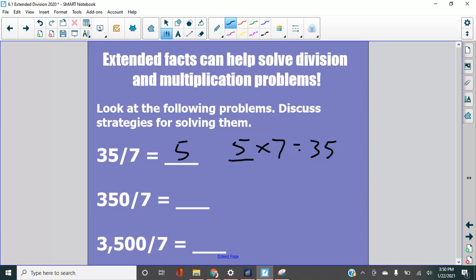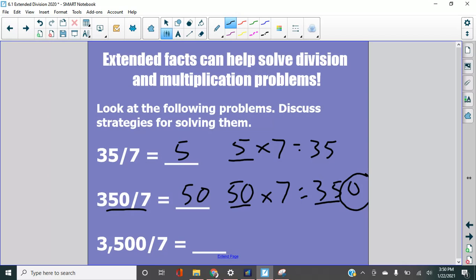Okay, we can rewrite this again. Something times 7 equals 350. Well, we know we need a 5. There's the 35. If we have a 0 over here in the answer, we need to have 1 in the problem too. All right, remember that 0 rule? And so our answer here is 50.